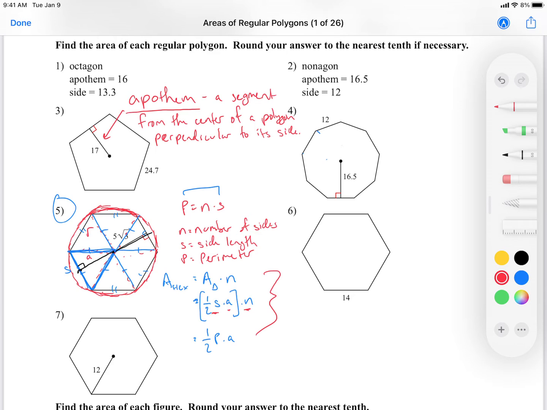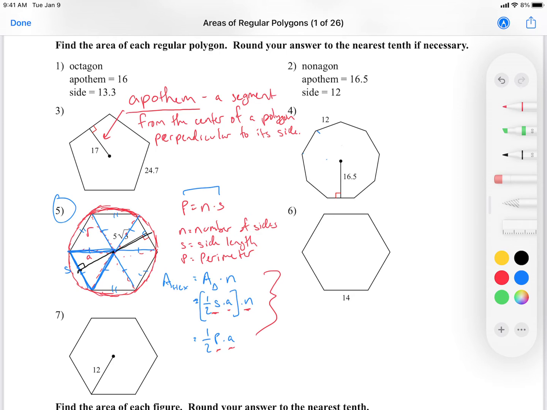Okay? Now again, if for an example I'm just given the perimeter instead, if I already know what the perimeter is, then all I really need to find is the apothem in order to actually solve this.